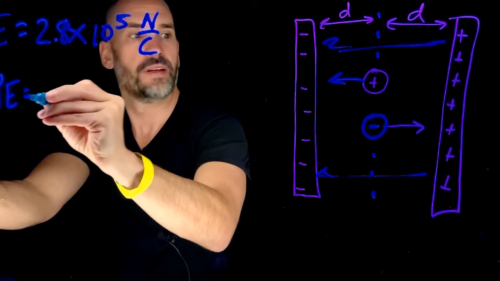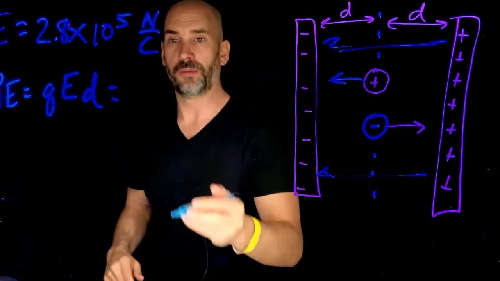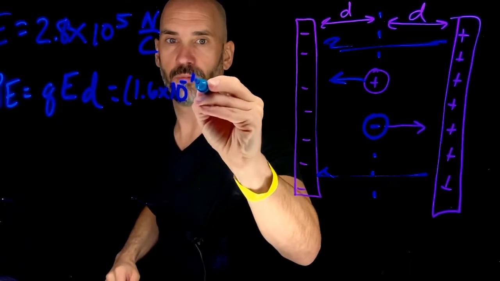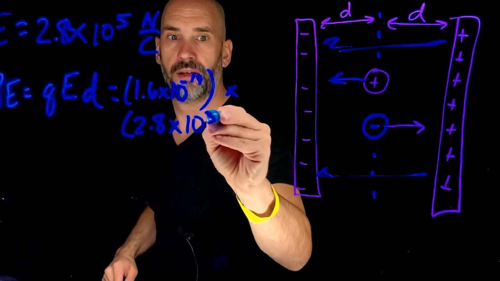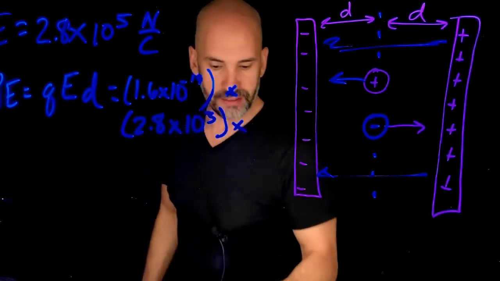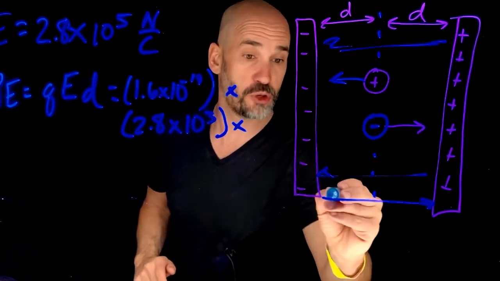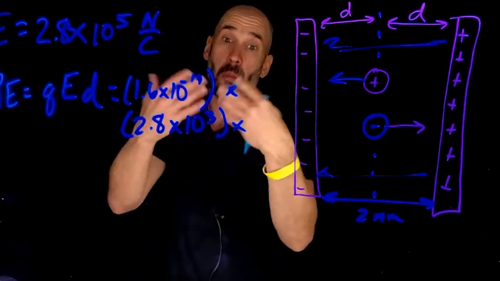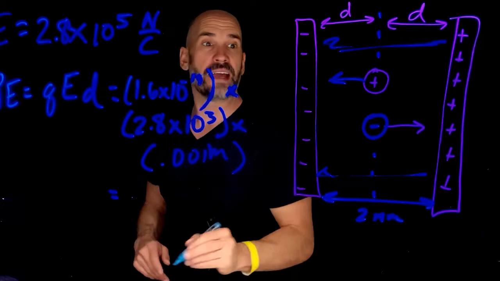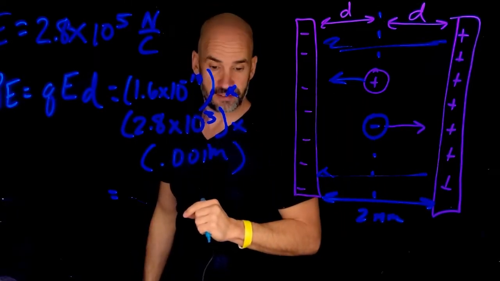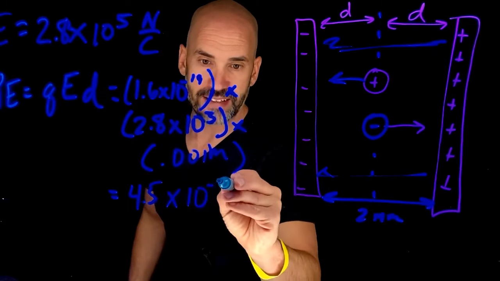Okay, once we have that, it's very easy to find the potential energy of that electron, which is, again, going to be Q E times D. What is the charge of an electron? Well, it's 1.6 times 10 to the minus 19. The electric field is 2.8 times 10 to the 5, times, what's the distance? Well, it says the spacing is 2 millimeters. So if the whole thing is 2 millimeters, then these D's have to be 1 millimeter, or 0.001 meters, right? Okay, what do I get? I get that the potential energy of this electron in this space is 4.5 times 10 to the minus 17 joules.